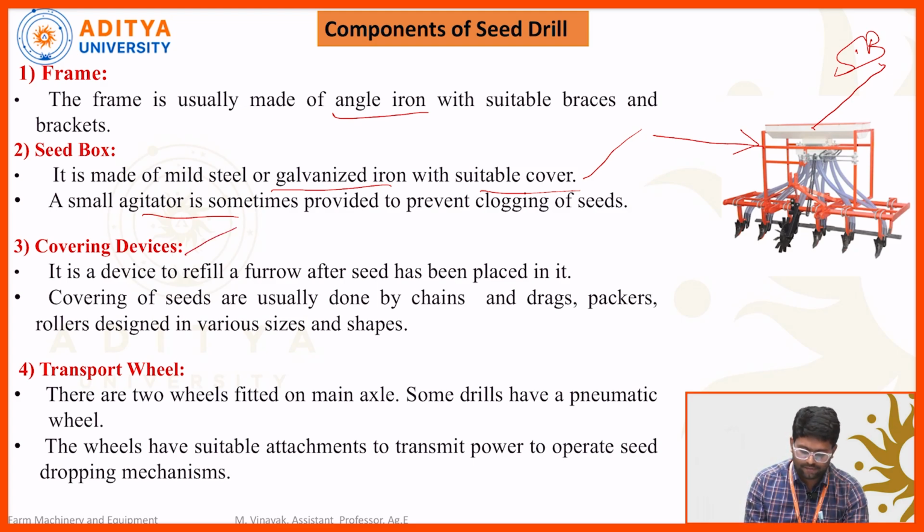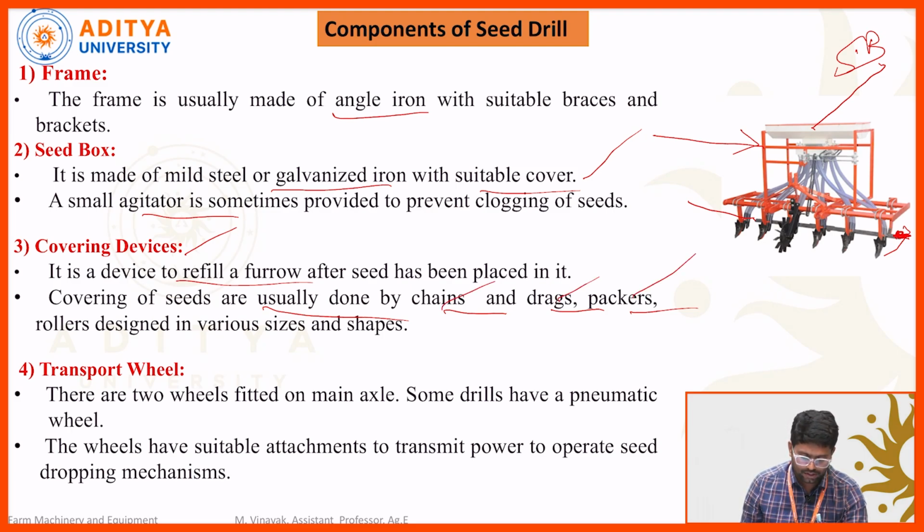Next one is a covering device. So this black color iron metal rod is called a covering device. This device is to refill a furrow after the seed has been placed in it. Okay, so the main function of the covering device is to refill the soil in the furrows after placing the seed. So different types of covering devices are also there: chains, drags, packers. In the place of this metal plate, we can use chains, drags and packers also.